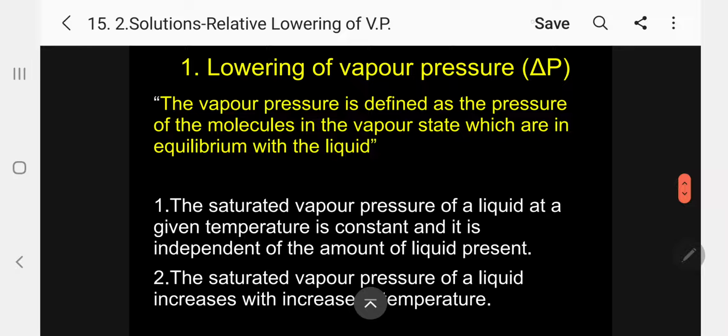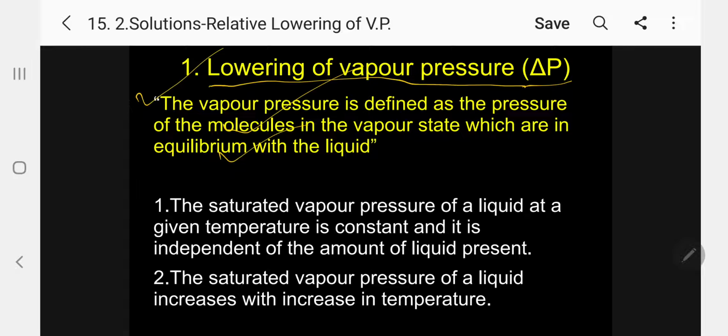Today I am going to discuss relative lowering of vapor pressure. Before entering into relative lowering, I must give information on what is lowering of vapor pressure, that is delta P. The vapor pressure is defined as the pressure of the molecules in the vapor state which are in equilibrium with the liquid.